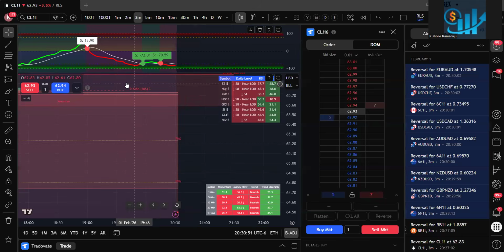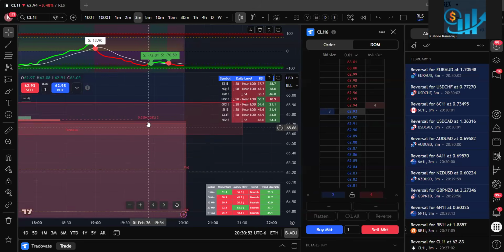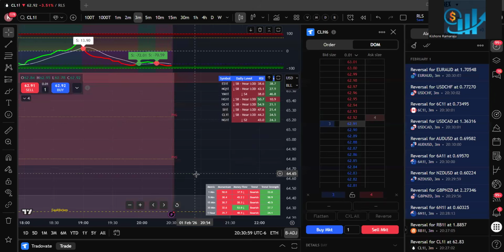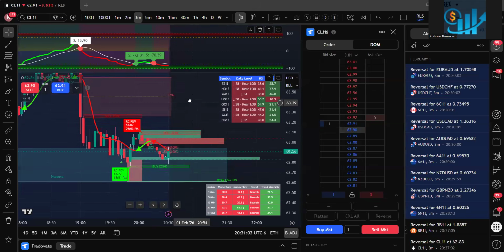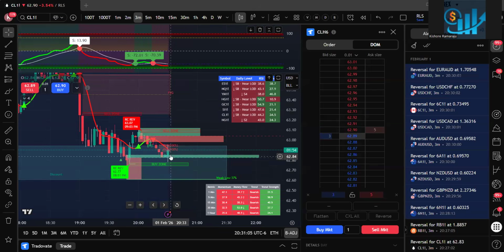When you are somewhere here, big companies want to sell here. This is where you want to short. Whenever you are close to the discount zone, you always want to do the buy signals, not the sell signals. So in the next few minutes, we may again get a bullish reversal, then we can go long on crude oil.